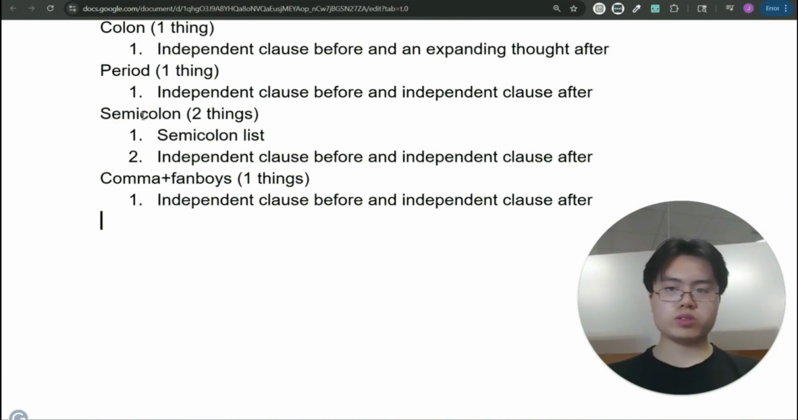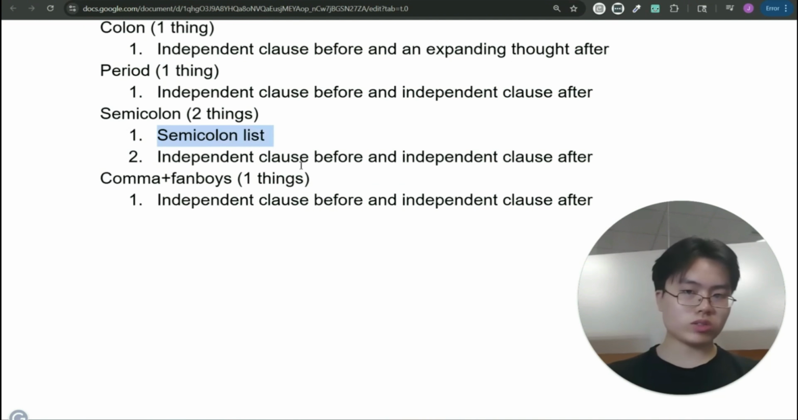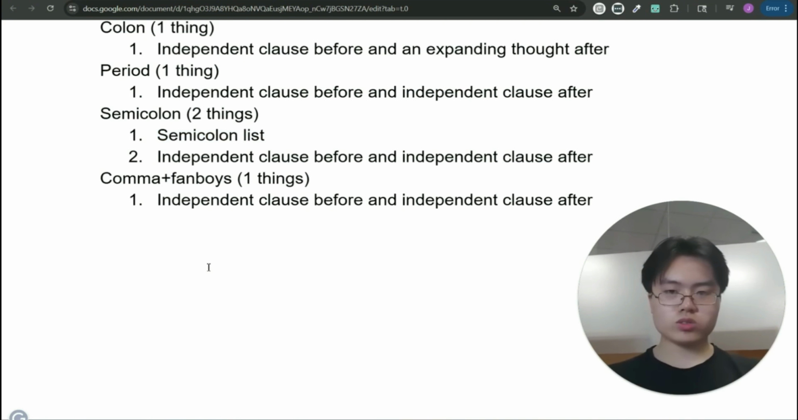Don't just eliminate period and semicolon just because. Make sure there's no semicolon list for this. The College Board likes to trap people when they take advantage of this. So they purposely make semicolon list questions exist when there's a period in one of the answer choices too.